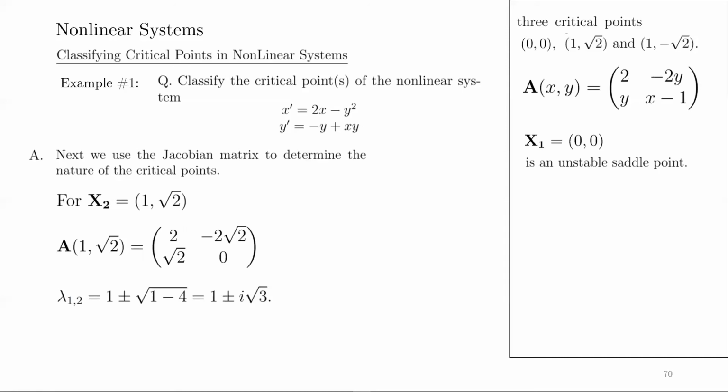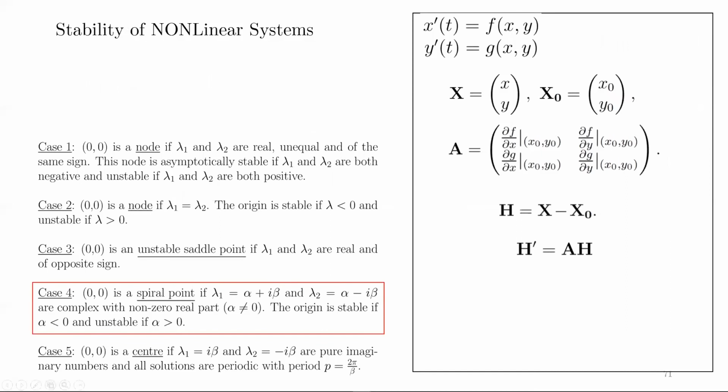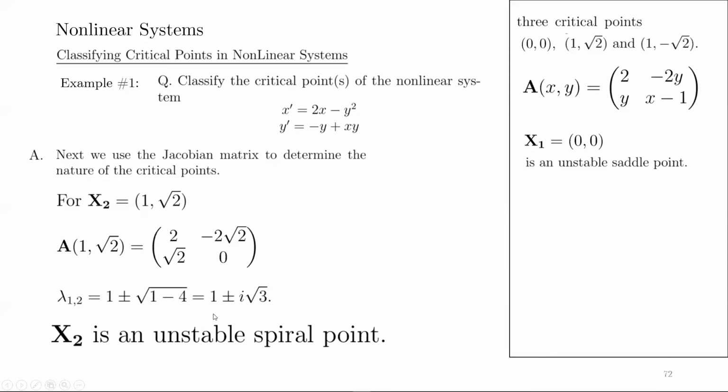Well, I actually get complex conjugate eigenvalues, where the real part is 1 and the imaginary part is √3. And again, this is a spiral point, which is stable if alpha is less than 0 and unstable if alpha is greater than 0. And in our case, alpha, or the real part, is 1, so we have an unstable spiral point.